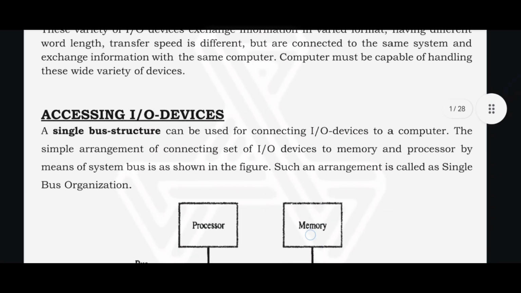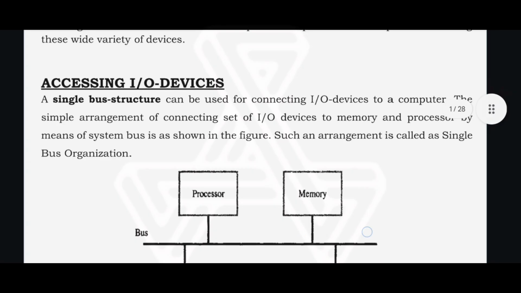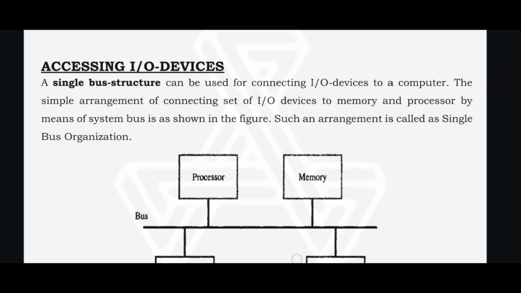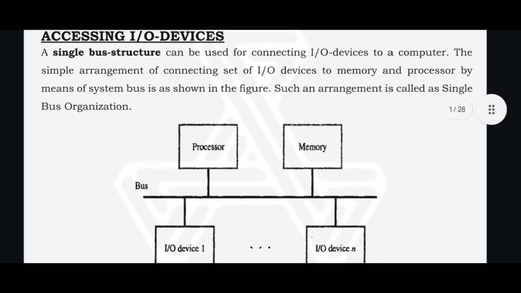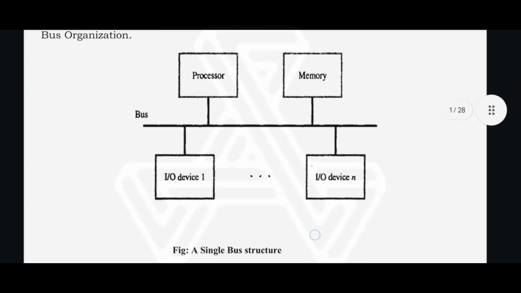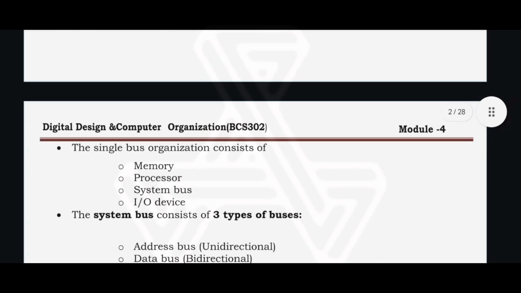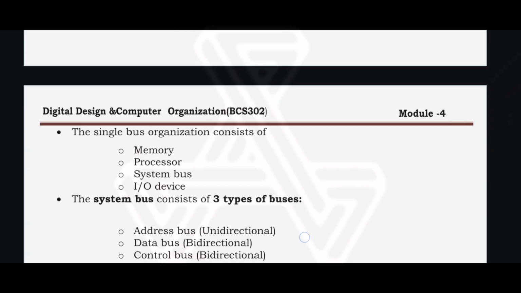Accessing the I/O devices. A single bus structure can be used for connecting I/O devices to the computer. A simple arrangement of connecting a set of I/O devices to the memory and processor by means of a system bus is as shown in the figure. Such an arrangement is called single bus organization. Bus, I/O device 1, processor, memory, I/O device N. Single bus structure. The single bus organization consists of memory, processor, system bus, I/O devices.